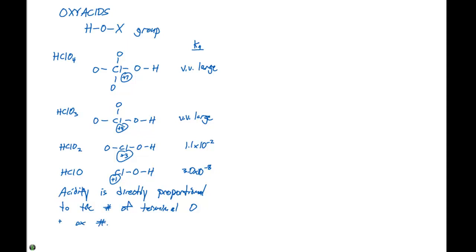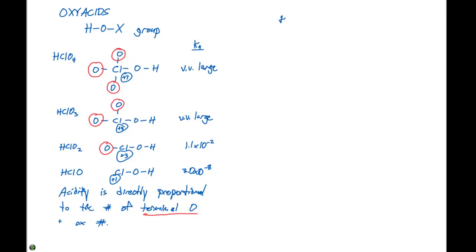In addition, we want to look at the number of terminal oxygens, and a terminal oxygen is an oxygen on the very end of the structure that's not connected to a hydrogen. So HClO4 has 1, 2, 3 terminal oxygens. HClO3 is only going to have 2 of them. HClO2 only has 1, and HClO doesn't have any. The terminal oxygens are indicated here with the red circles, and they're going to dictate how strong or weak an acid is. We can go over a couple more examples.